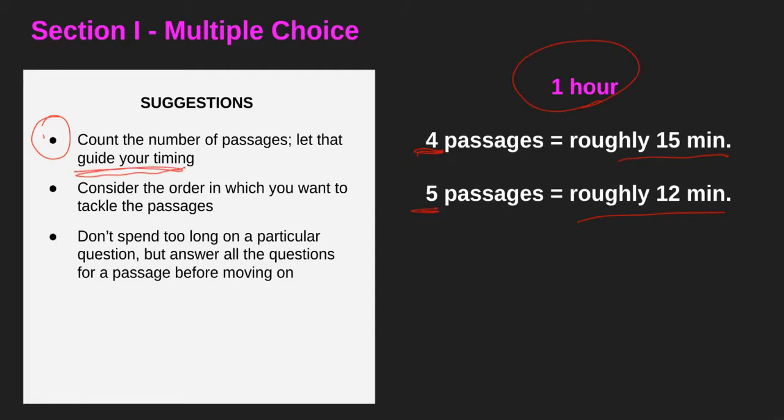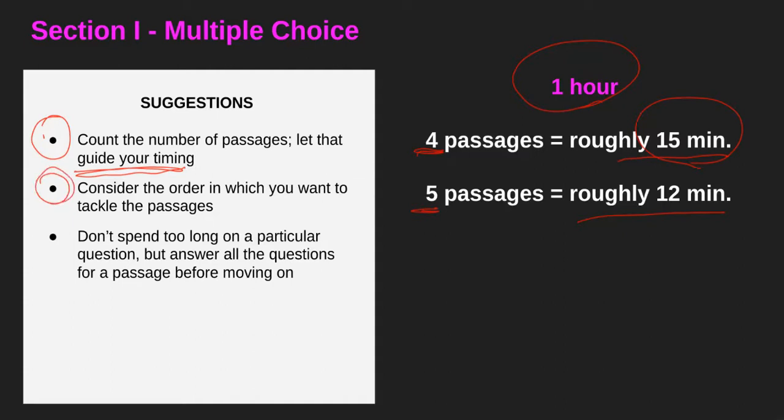In other words, if there are 4 passages, you know that after about 15 minutes, you should be moving on or pretty close to moving on to the next passage. This kind of checking in on your timing will hopefully prevent you from getting to the very end where there's 5 minutes left and, oh my gosh, there's an entire other passage you haven't read or questions you haven't answered. So it's just making yourself aware of your own timing.